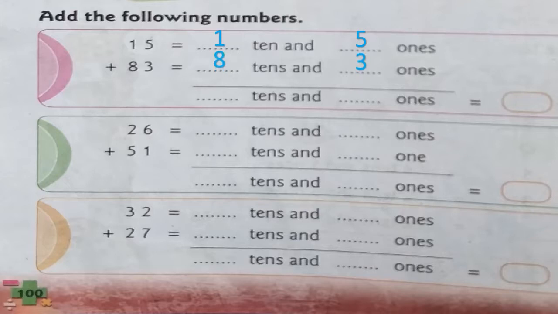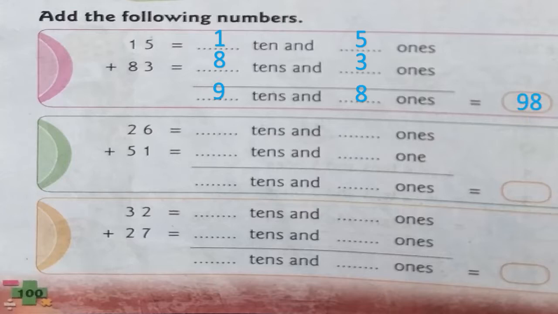Correct. So now let's add the numbers in ones place. 5 plus 3 is 8 ones. 1 plus 8 is 9 tens. So what will be the number, children? 9 tens and 8 ones. It is 98. Very good.